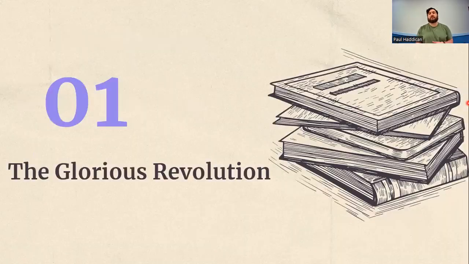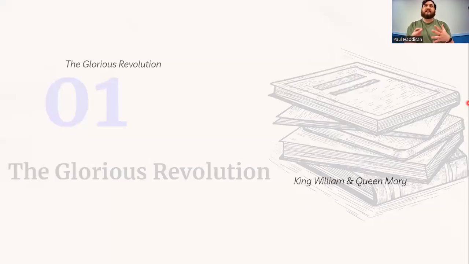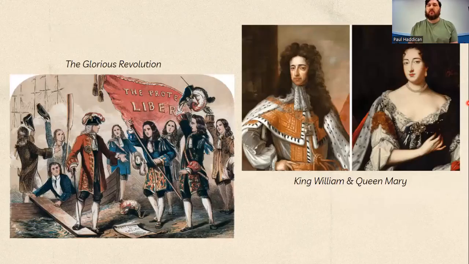So, let's go ahead and get started with the Glorious Revolution, which is going to be this huge revolution that occurs in England after we start settling colonies, but before we really get into full mode of colonization and expansion. So the Glorious Revolution is going to happen when James II will become the King of England. James II is a Catholic monarch at the time when England is a Protestant country.